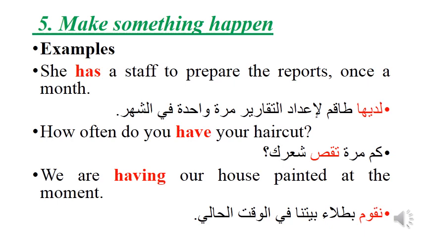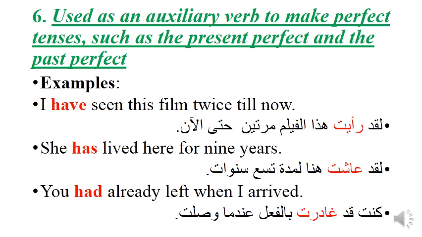So as you notice that within the three examples we are using the verb to have in order to talk about the things we make them happening. أو نستعمل الفعل to have من أجل الحديث عن الأشياء المختلفة التي نجعلها تحدث. Now we move to speak about the verb to have, which can be used as an auxiliary verb to make perfect tenses. And I mean by perfect tenses the present perfect or the past perfect, for instance. Let's explain through the following examples.